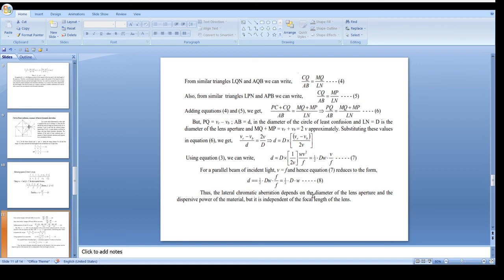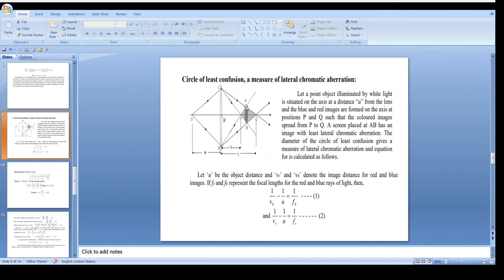This equation shows that lateral chromatic aberration depends on the diameter of the lens aperture and the dispersive power of the material, but it is independent of the focal length.